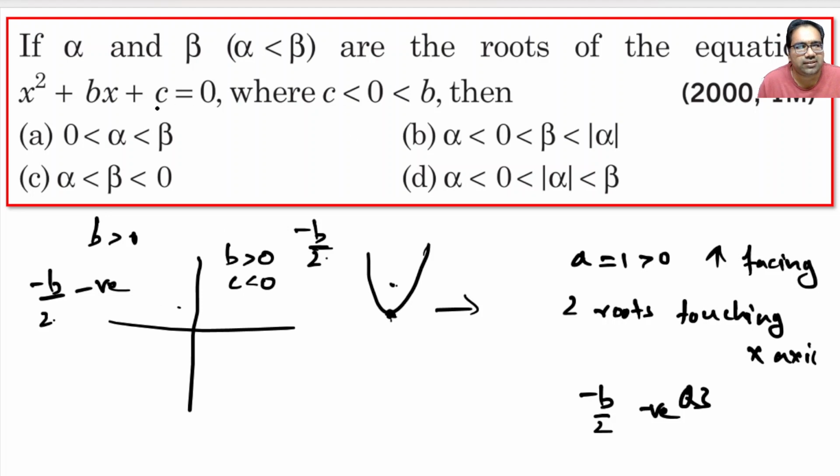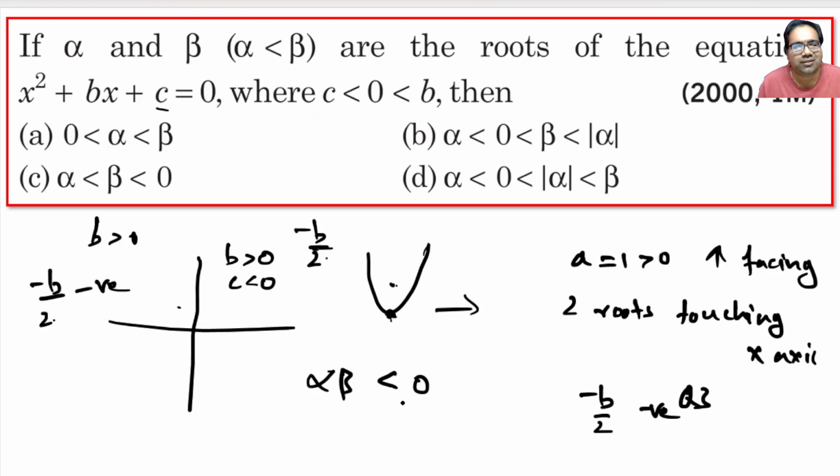What is C? This C is less than 0. We know there are two ways. C by A is the product of the roots. Alpha and beta are the roots, and the product of the roots is less than 0.